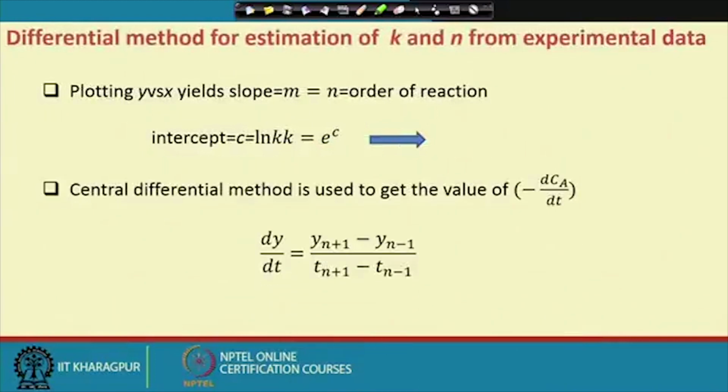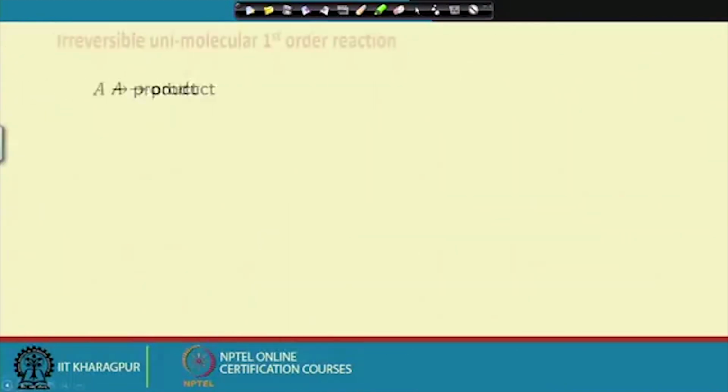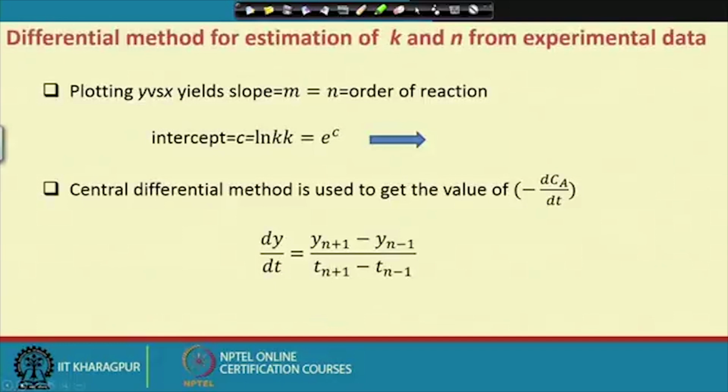This is what we explained in this. So, here also you see that similarly we can find out the n order of reaction from the slope, and from the intercept we can find out the value of k. And so, the central differential method is another very interesting differential technique.